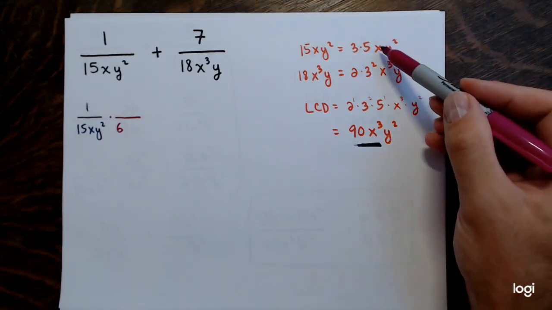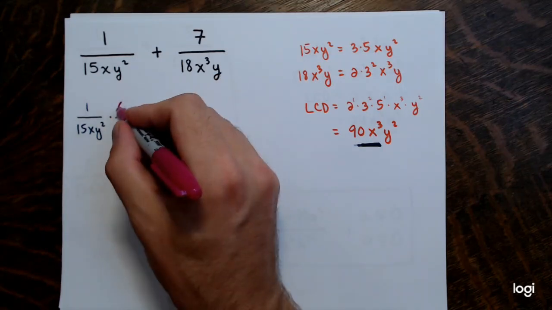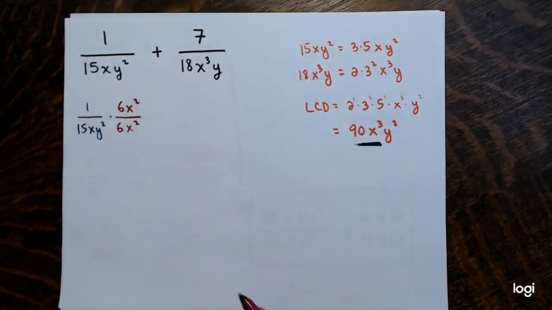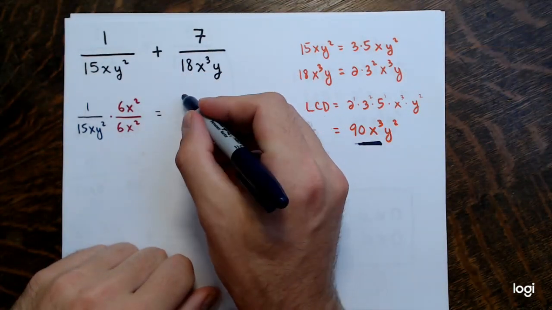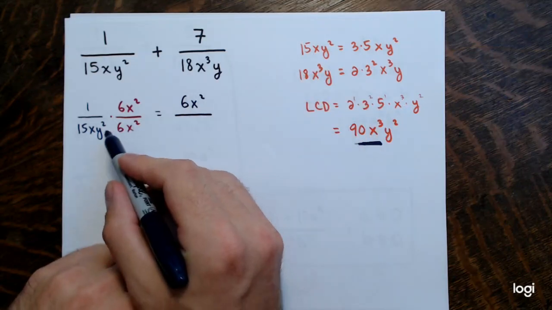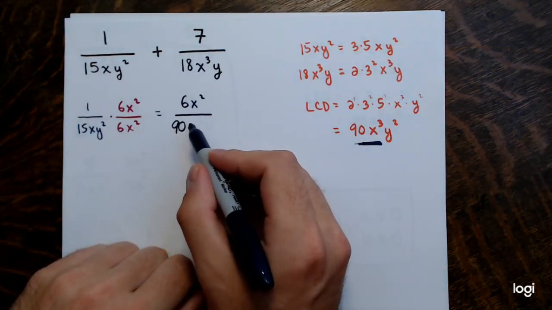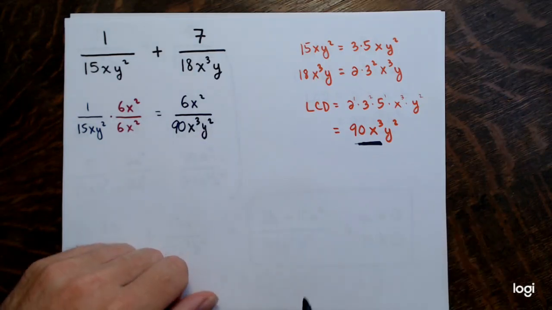And it needs x squared, and that's it. So I need to multiply the top and the bottom, the numerator and denominator, by 6x squared. And that will give me a fraction. So 6x squared in the numerator, and then the 90x cubed y squared in the denominator, the LCD in the denominator.